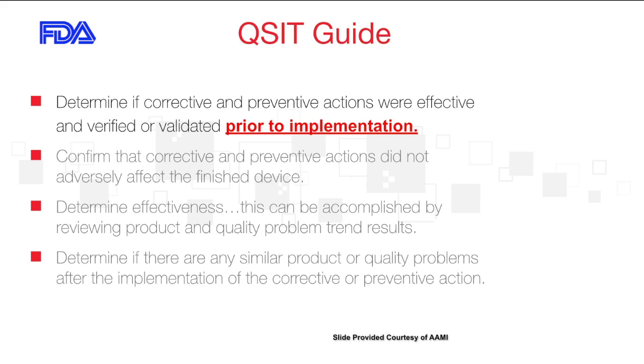As we look at QSIT again, and we think about what QSIT is guiding us to do, one of the core elements of that, as they give coaching to the investigators that go out to evaluate and look at organizations, is around effectivity checking. So here are some of the bullets that guide us a little bit. You'll see on the first one it says, determine if the corrective and preventive actions were effective and verified, and here comes the key, validated prior to implementation. So what we're going to see here in this first bullet is that when we look at verification, we're trying to get out in front of the changes that we're making or that we deploy or implement.